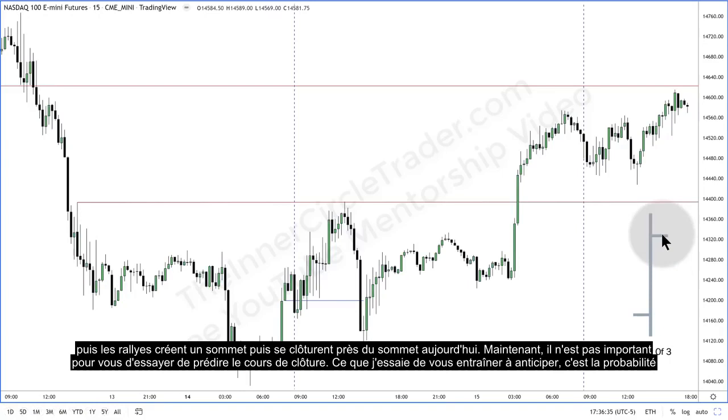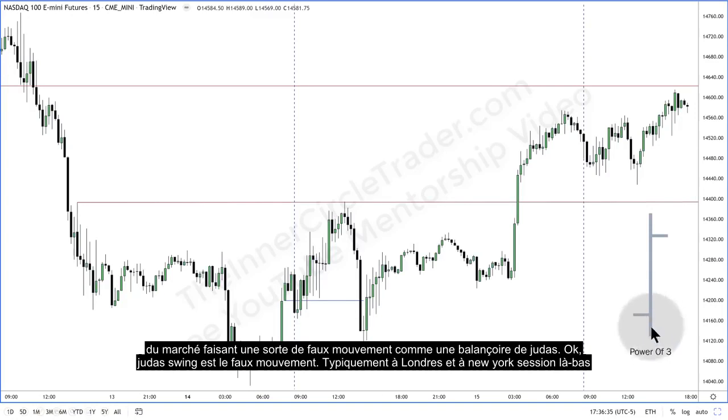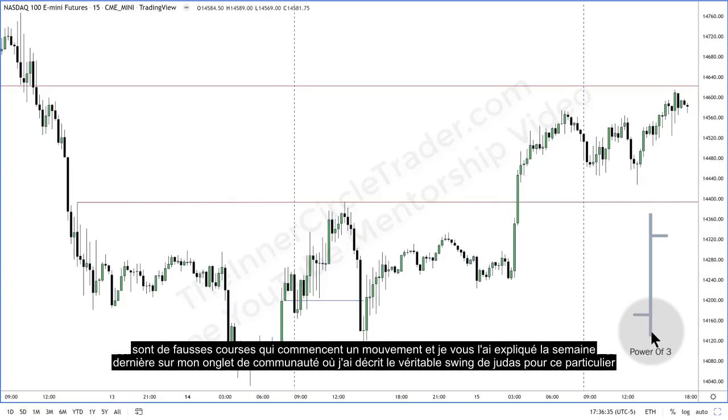Now, it's not important for you to try to predict the closing price. What I'm trying to train you to anticipate is the likelihood of the market making some kind of a fake move, like a Judas swing. Okay, Judas swing is the false move. Typically, in London and in New York session, there are fake runs that start off a move. And I walked you through it last week on my community tab where I outlined the actual Judas swing for that particular day. Using the fair value gap, outlined the low. I was only off by a quarter of a point for the low end of the range, and it created the low of the day.